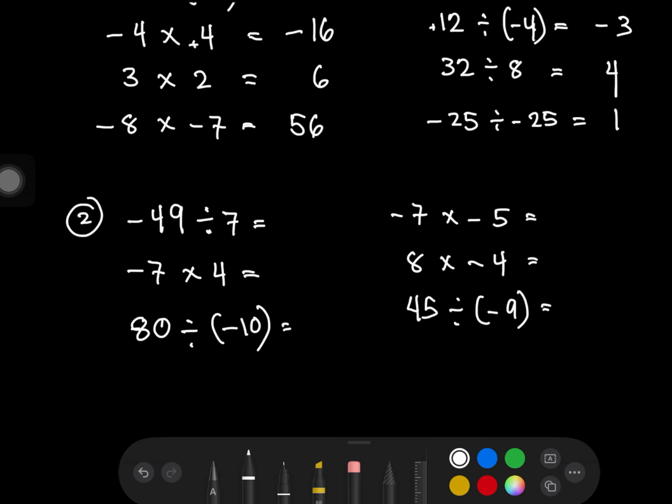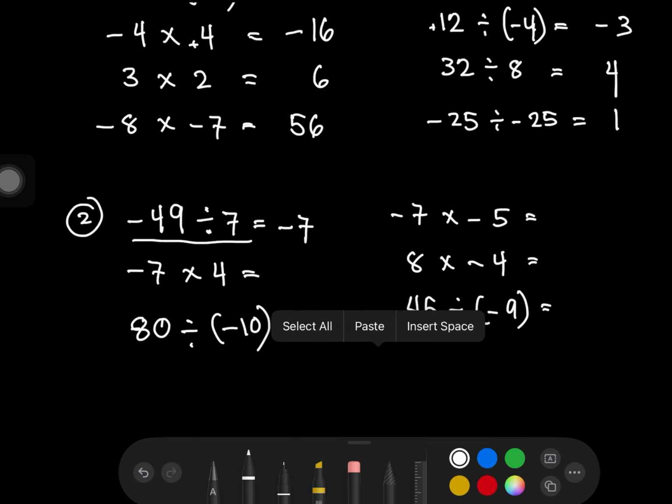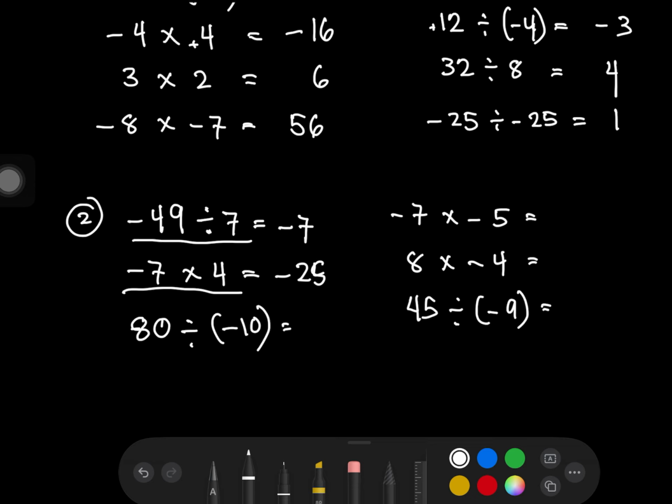Okay, so what's the answer in number 1, the first problem? Negative 49 divided by 7: negative divided by positive is negative, so negative 7. Second one, negative 7 times 4. Negative times positive is negative. 7 times 4 is 28, so negative 28. Then negative 80 divided by negative 10 is 8. And then the fourth one here, negative 7 times negative 5 is 35.